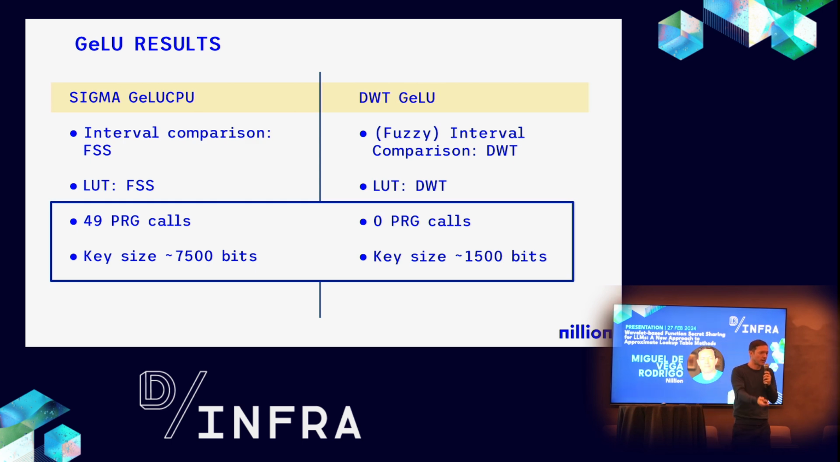And the result is that Sigma is using function secret sharing both for the interval comparison, where they're using a similar technique, as well as for the lookup table. So they're compressing all the lookup table with FSS. Whereas we are using both these DWT constructions for the lookup table and for the interval comparison. And of course, we have PRG calls.